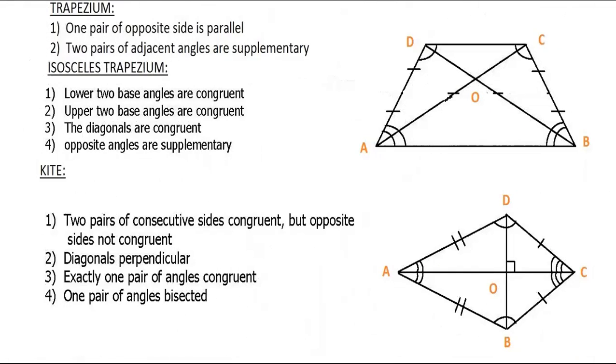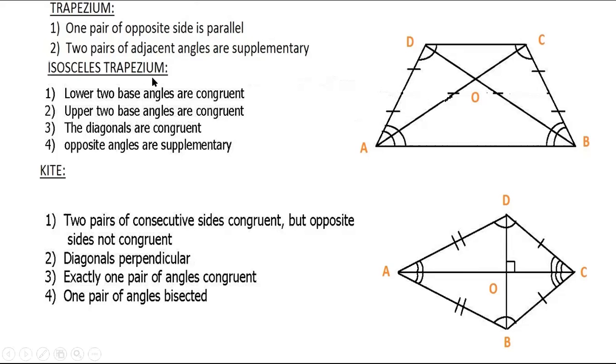Trapezium. A trapezium is a type of quadrilateral in which one pair of opposite sides is parallel and the other pair of sides is not equal. But one important property is that two pairs of consecutive interior angles are supplementary. The first pair is angle A and angle D, because AB and DC are parallel and AD is the transversal. So angle A plus angle D is equal to 180 degrees. Similarly, angle C plus angle B is equal to 180 degrees.